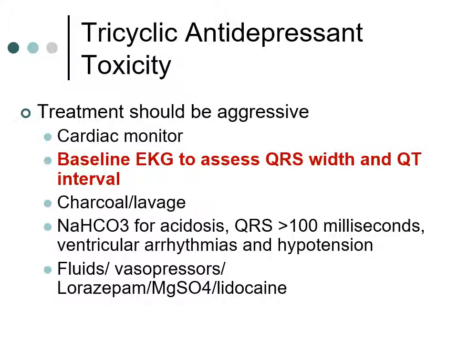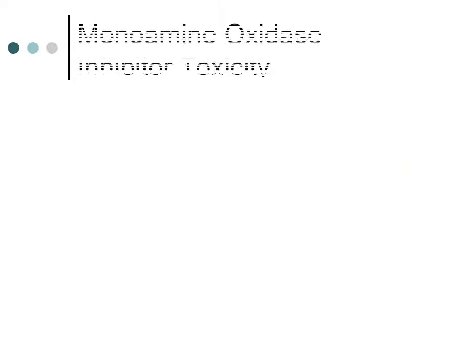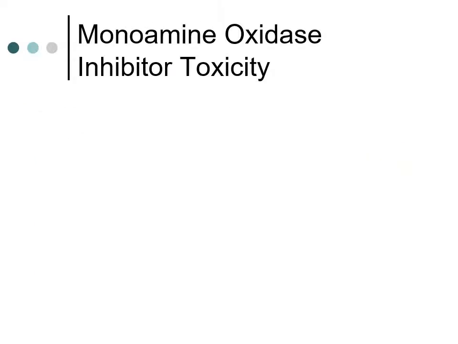Again, be pretty aggressive with fluids. Make sure you're giving them vasopressors if they're hypotensive. And if they're seizing, obviously Ativan. Magnesium is good for things like torsades. Lidocaine, probably not going to be used too frequently for management of arrhythmias. Really, it's going to be just sodium bicarb. Because if you remember, lidocaine is a sodium channel blocker as well, so it's not really going to be the most effective agent for managing the arrhythmias, I should say.